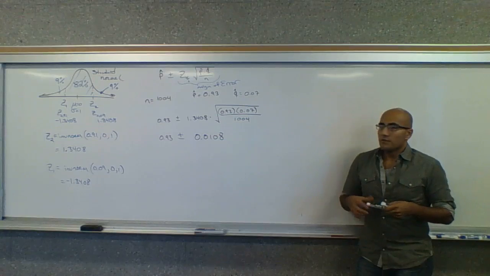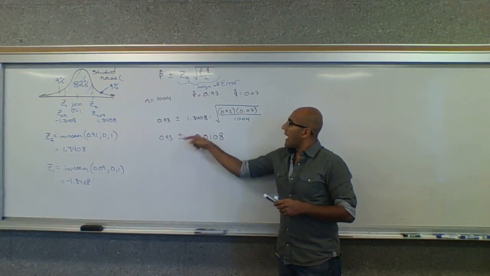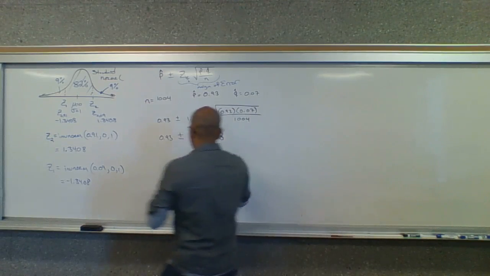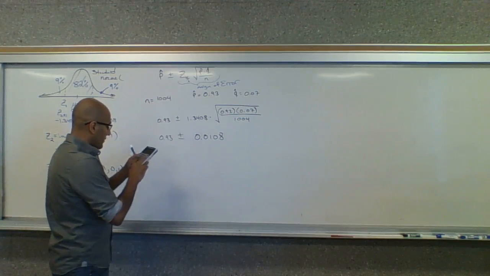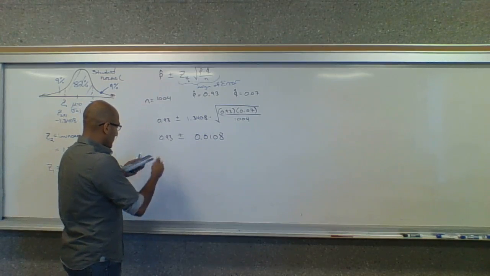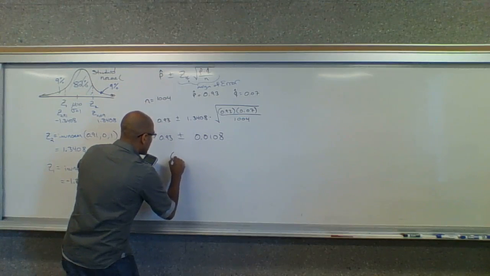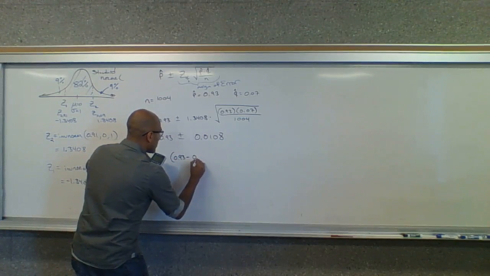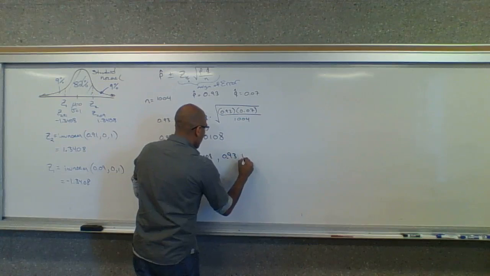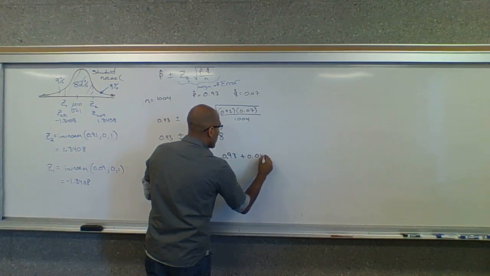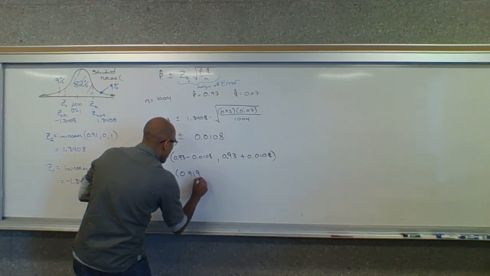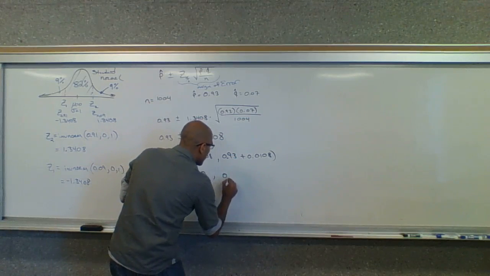That's the thing we're going to add and subtract from the point estimate of p to give us our interval. So this will end up being 0.93 minus 0.0108. Our interval is going to be 0.93 minus 0.0108, comma, 0.93 plus 0.0108, which is going to be equal to 0.9192, comma, 0.9408.